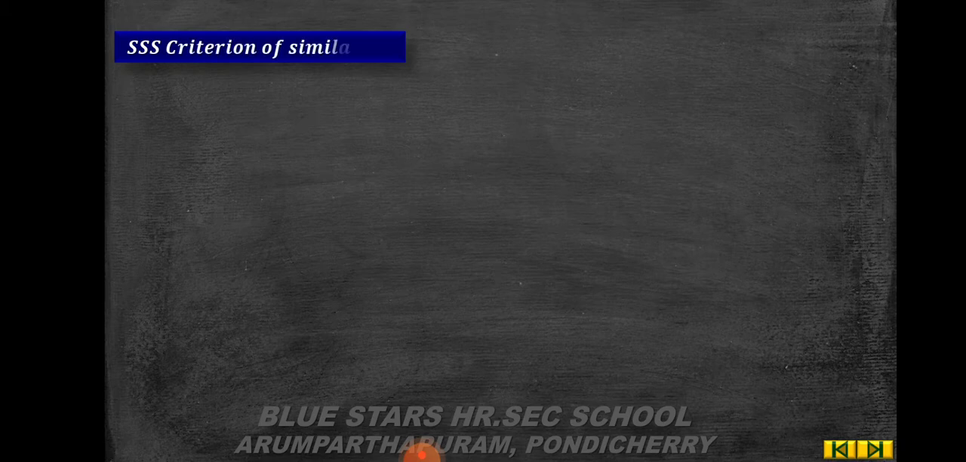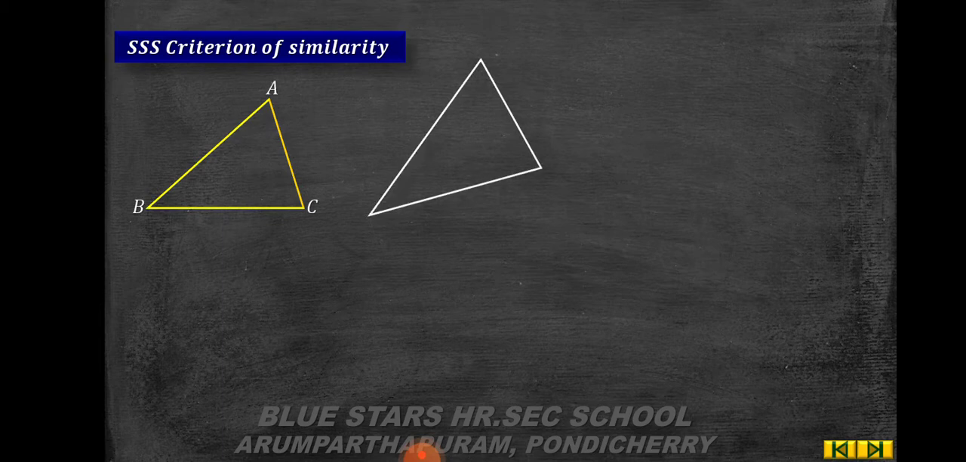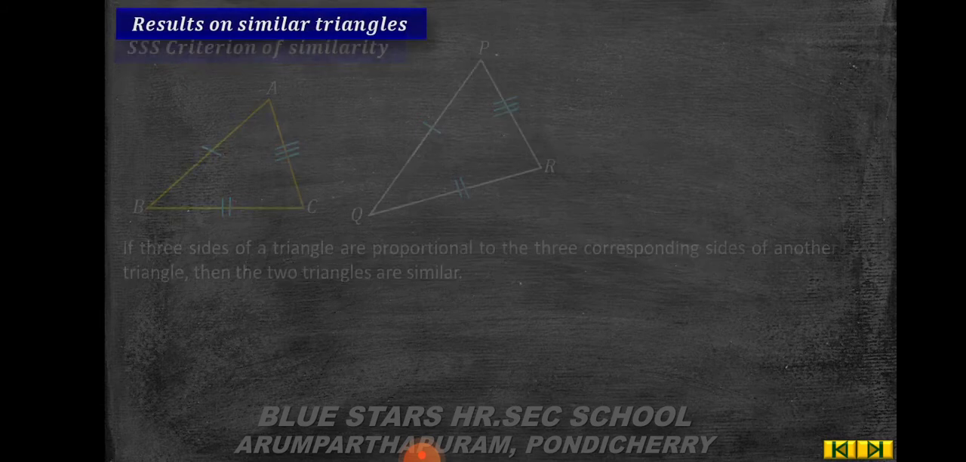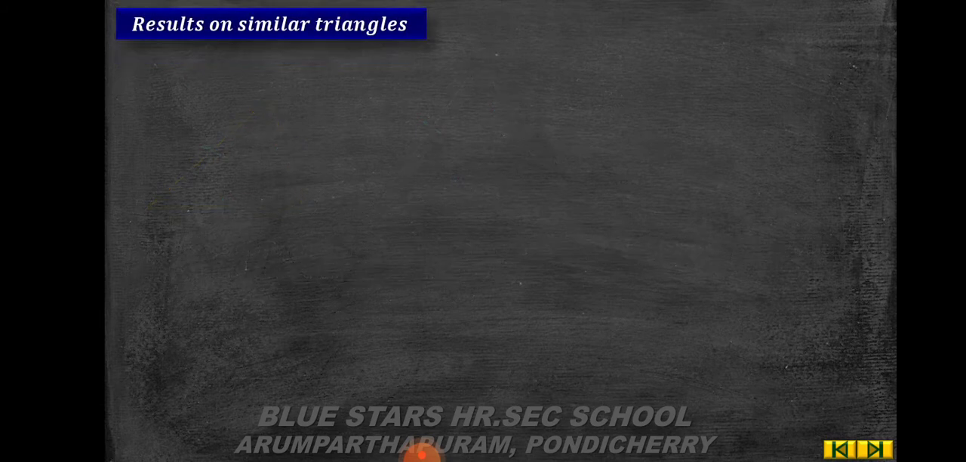SSS criterion of similarity. As usual we are taking two triangles and naming them ABC and PQR. So here AB by PQ is equal to BC by QR is equal to AC by PR. If three sides of a triangle are proportional to the three corresponding sides of another triangle, then the two triangles are similar.